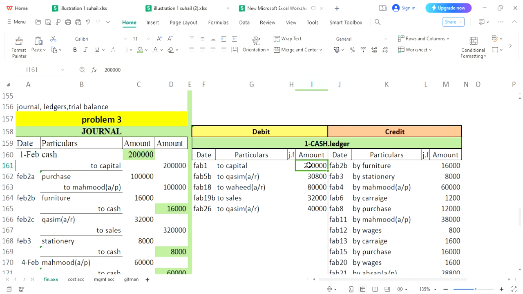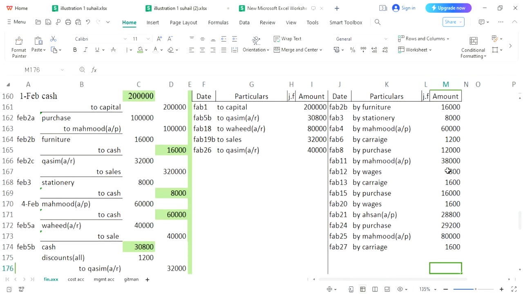Sides are same for both. If debit side is in journal, same debit side would be in ledger. You can see cash was debited. We have debited in ledger as well, 2 lakh rupees. And if cash was present on credit side, we have posted on credit side of the ledger as well. This way you were completing your ledger, and several entries have already been posted. You can see over here, but still it is incomplete.